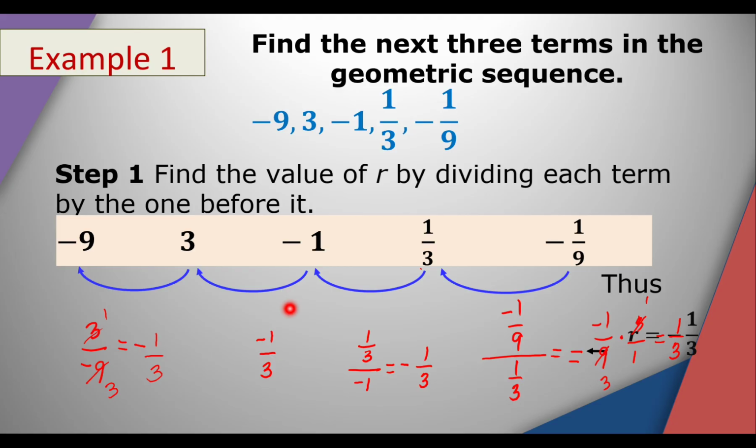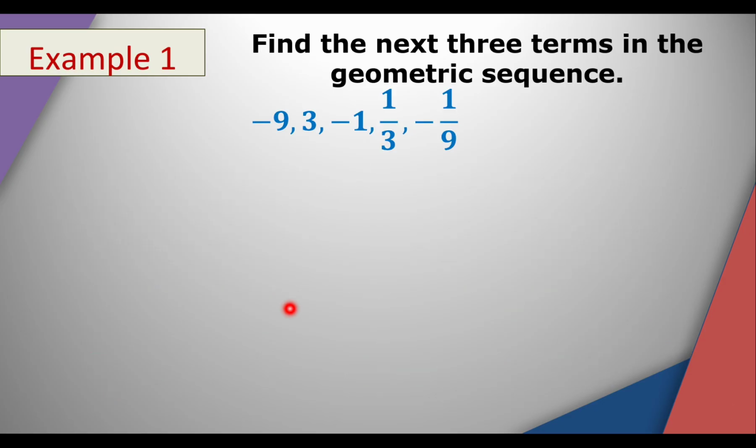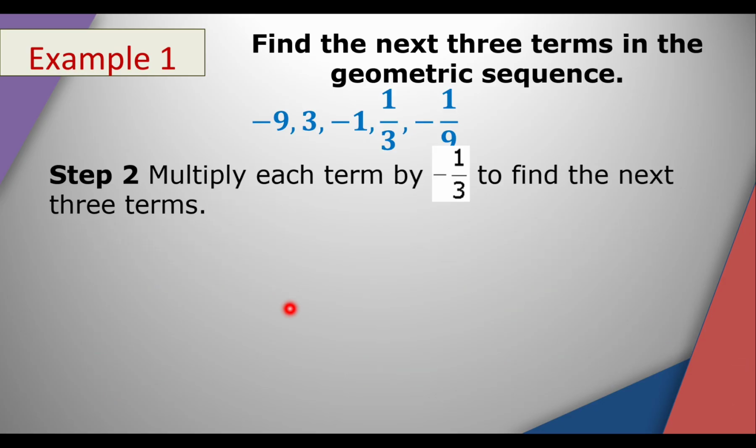So we already have the common ratio. Now we are ready to come up with the next three terms. We multiply the last term by negative 1/3 to find the next three terms. So we start with negative 1/9, which is the last in the list. We are going to multiply that by the negative 1/3. And when we multiply negative times negative, we get a positive.